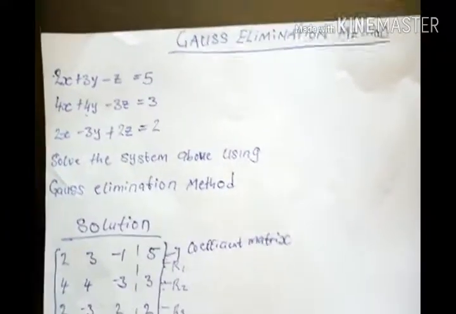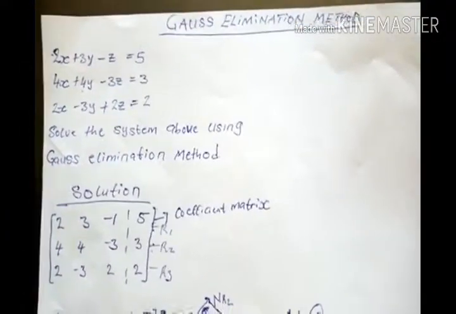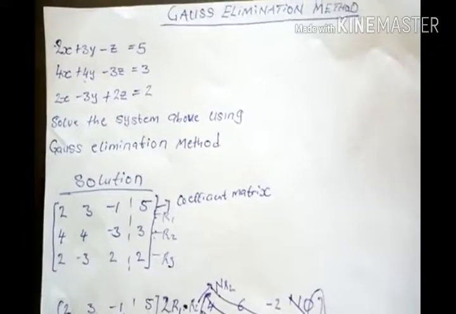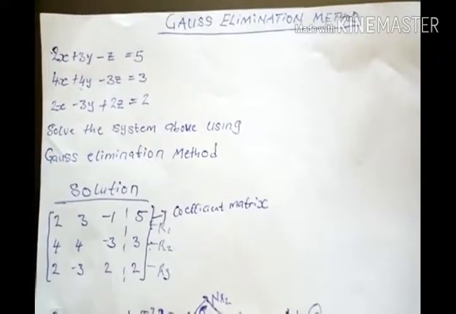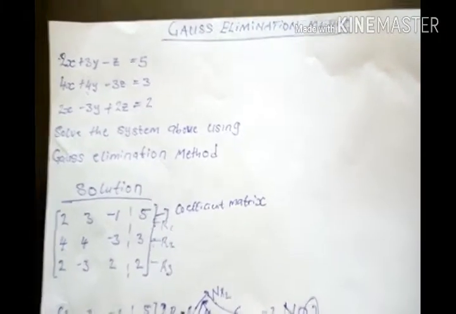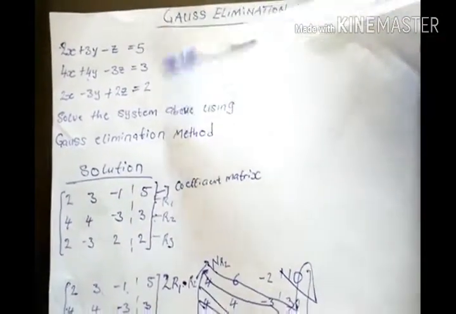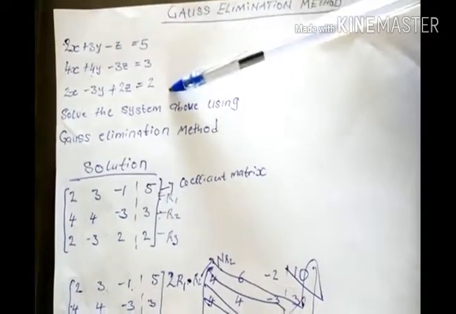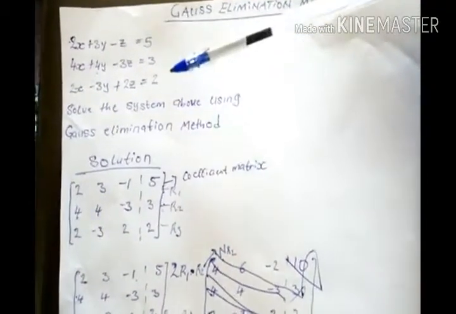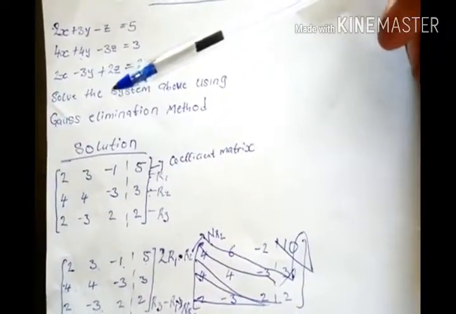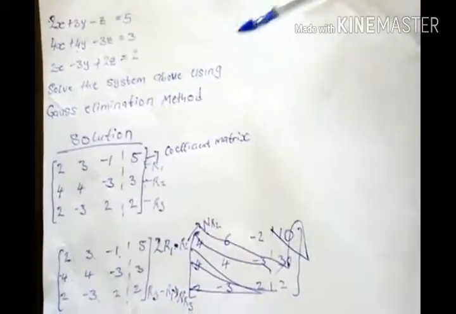Hello friends, today I come with a new example on the Gauss elimination method. We have a question. This is a system of linear equations with three equations and three unknowns. The question says: solve the system above using Gauss elimination method.